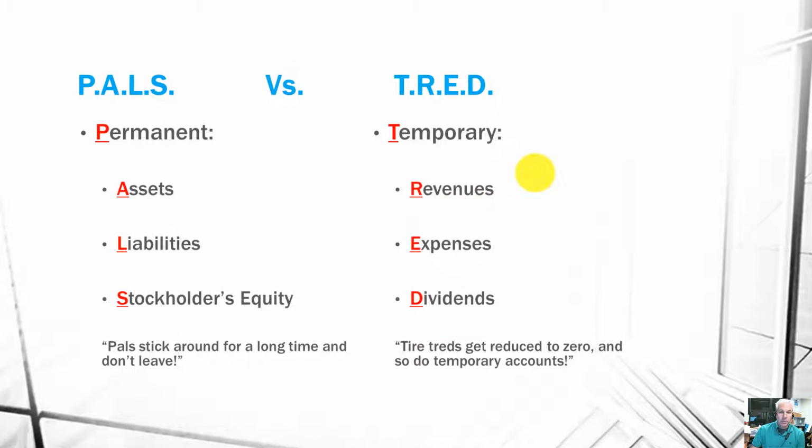Remember our PALs versus our TRED. Remember our permanent accounts. P stands for permanent, and there are PALs: our assets, our liabilities, and our stockholders' equity. PALs stick around for a long time and don't leave. Versus our TRED, which are our temporary accounts: our revenues, our expenses, and our dividends. Like tire treads get reduced to zero, so do our temporary accounts at the end of the period. So it's our temporary accounts that we close out into retained earnings at the end of the period.